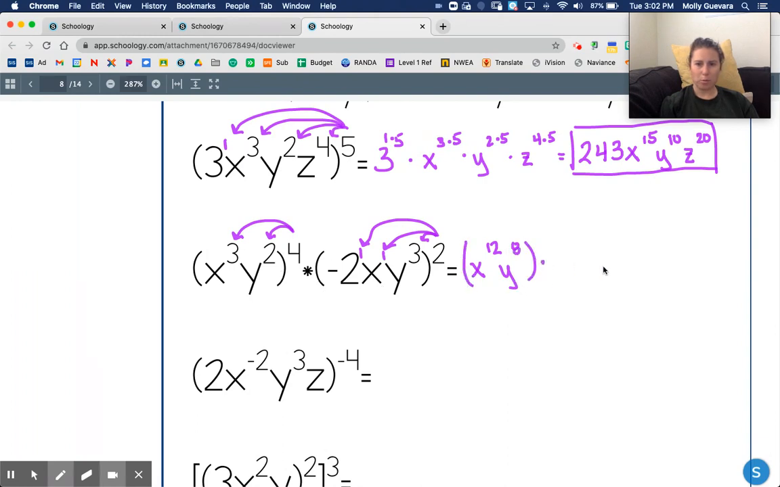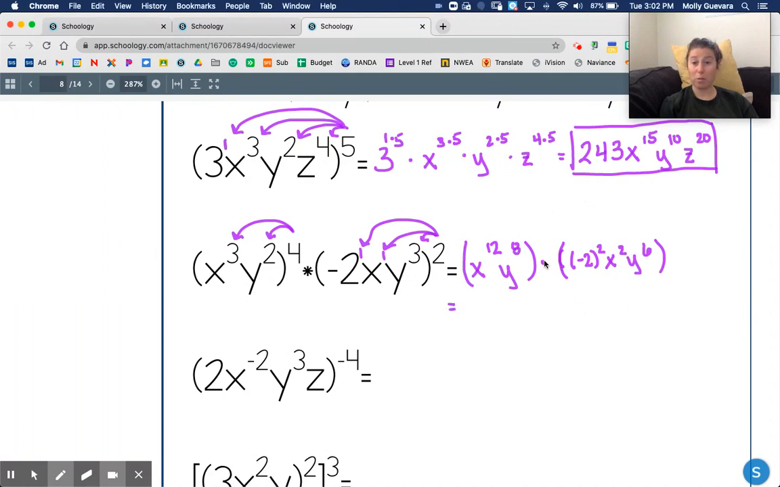And I'm multiplying that by negative 2 to the 1 times 2 is 2, so negative 2 squared. And then x to the 1 times 2, which is 2. And then y to the 3 times 2, which is 6. Okay, and now I can just figure out all this stuff.